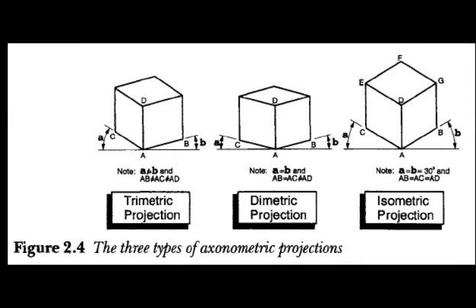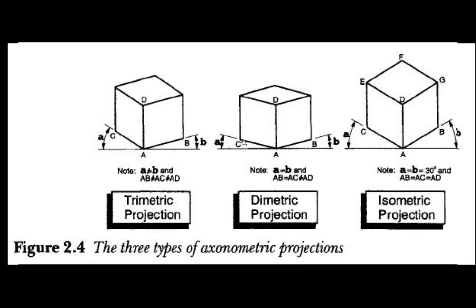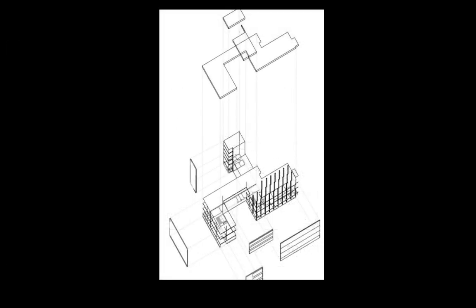Trimetric projection, the x, y, and z axes are measured differently. Dimetric projection, where the x and y axes are measured the same and the z axis is measured different. So angle A equals angle B. Line AB is the same length as line AC, but not the same as line AD. In isometric projection, everything measures the same. X, Y, and Z axes are all measured the same. So a cube drawn in isometric projection, each direction of the cube, the x-axis, the y-axis, the z-axis, all measure exactly the same. That's isometric. These are examples of isometric projection.